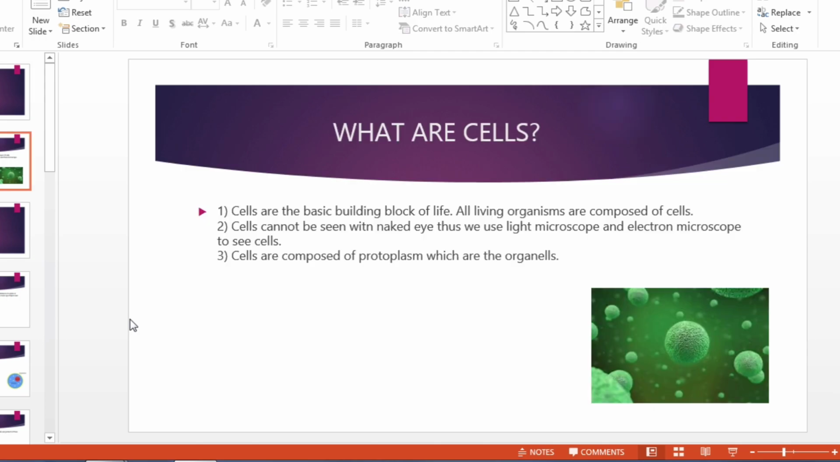The first question when a person hears the word cells is, what basically are cells? So cells are the basic building block of life, and every living organism that exists on this planet is made up of cells. Cells cannot be seen with the naked eye, so we have to take the help of a light microscope or electron microscope to see these things. And the cells are composed of protoplasm, which contains the organelles of the cells.